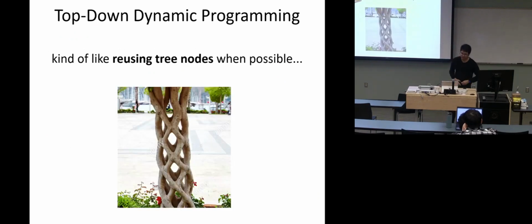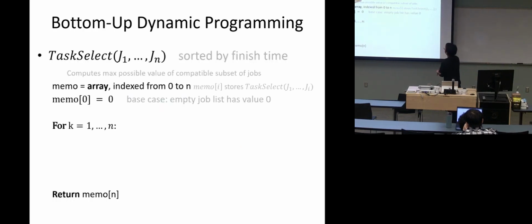Anyway, this top-down dynamic programming now looks like this, right? It's kind of like divide and conquer. You have some tree that you branch, but you try to reuse the tree nodes that you have already computed, hence this picture. Anyway, let's write down another way to write the same algorithm, but bottom-up.